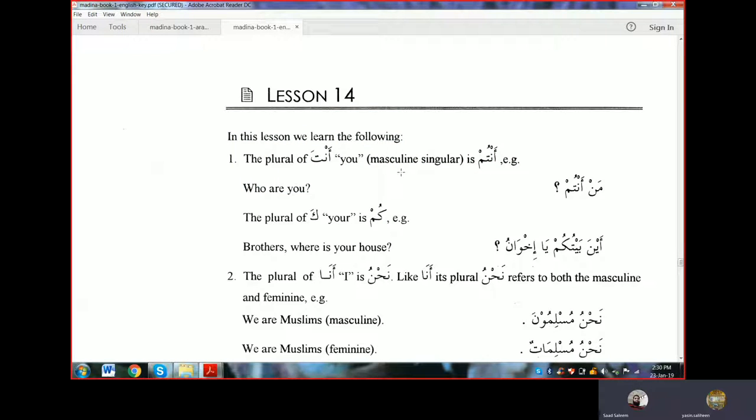In this lesson, we learn the following: the plural of anta, you, masculine singular, is antum. Men antum? Who are you? The plural of ka, your, is kum. Aina baytukum? Where is your house?